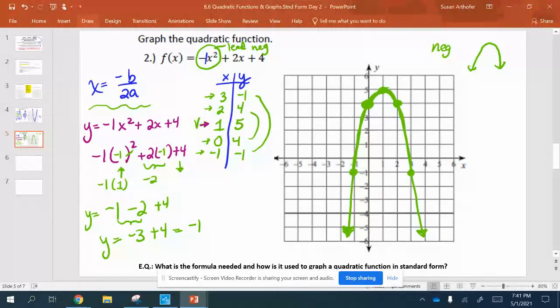Okay, you guys, I hope this helps. We're going to be doing lots with graphs of parabolas, which come from the quadratic functions. Make sure page 108 is now uploaded into your digital workbook.